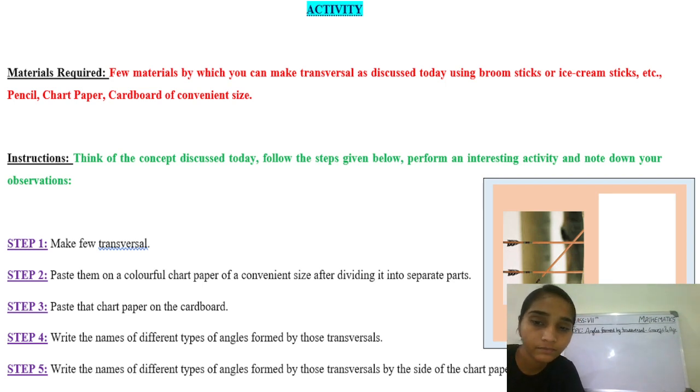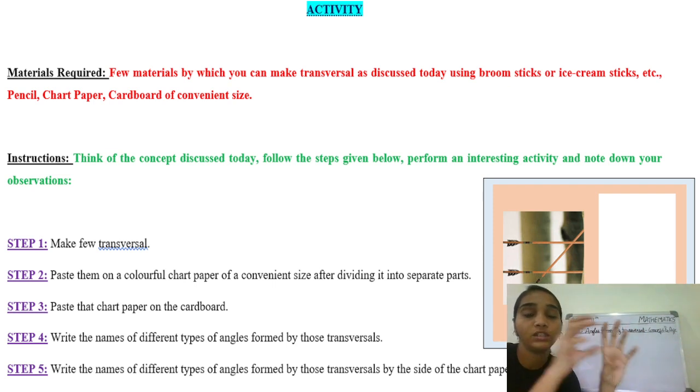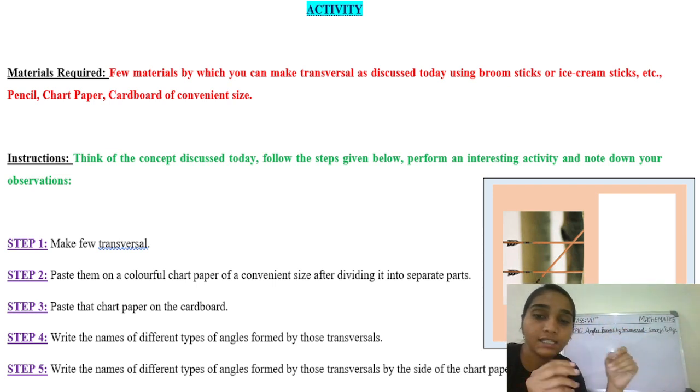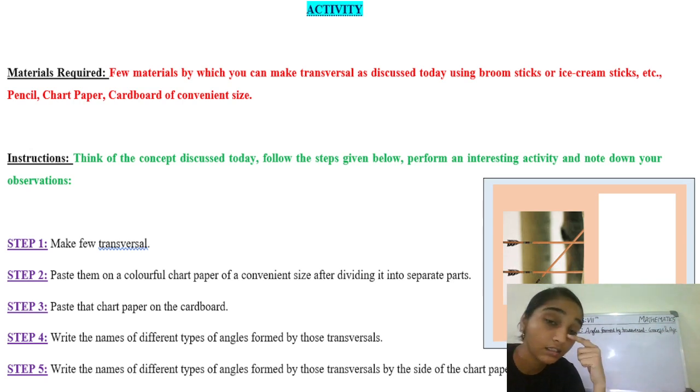Okay, so you have to make a few transversals, paste those transversals on the chart paper, and then paste that chart paper on a convenient thin sheet of cardboard. And then you have to write the names of the different angles which are formed by those transversals. Okay, and give different names so that we can distinguish them. And this activity you have to perform at your home.